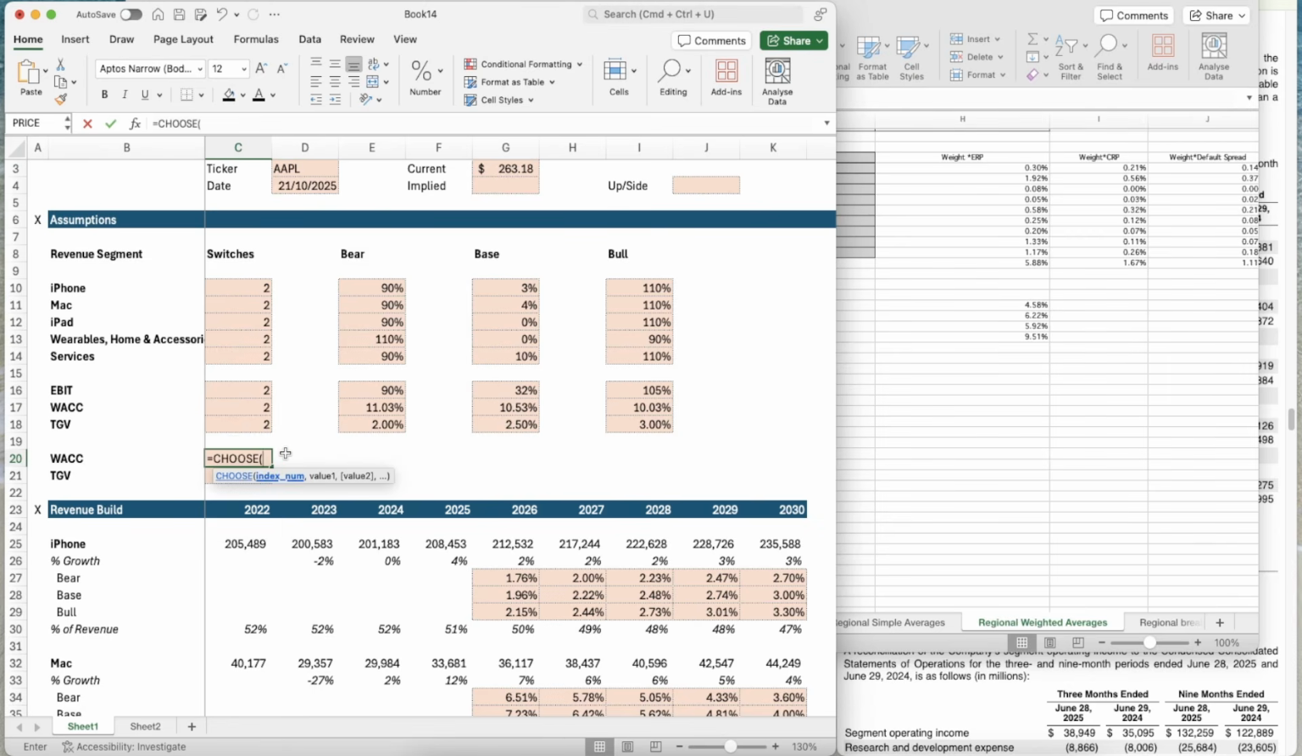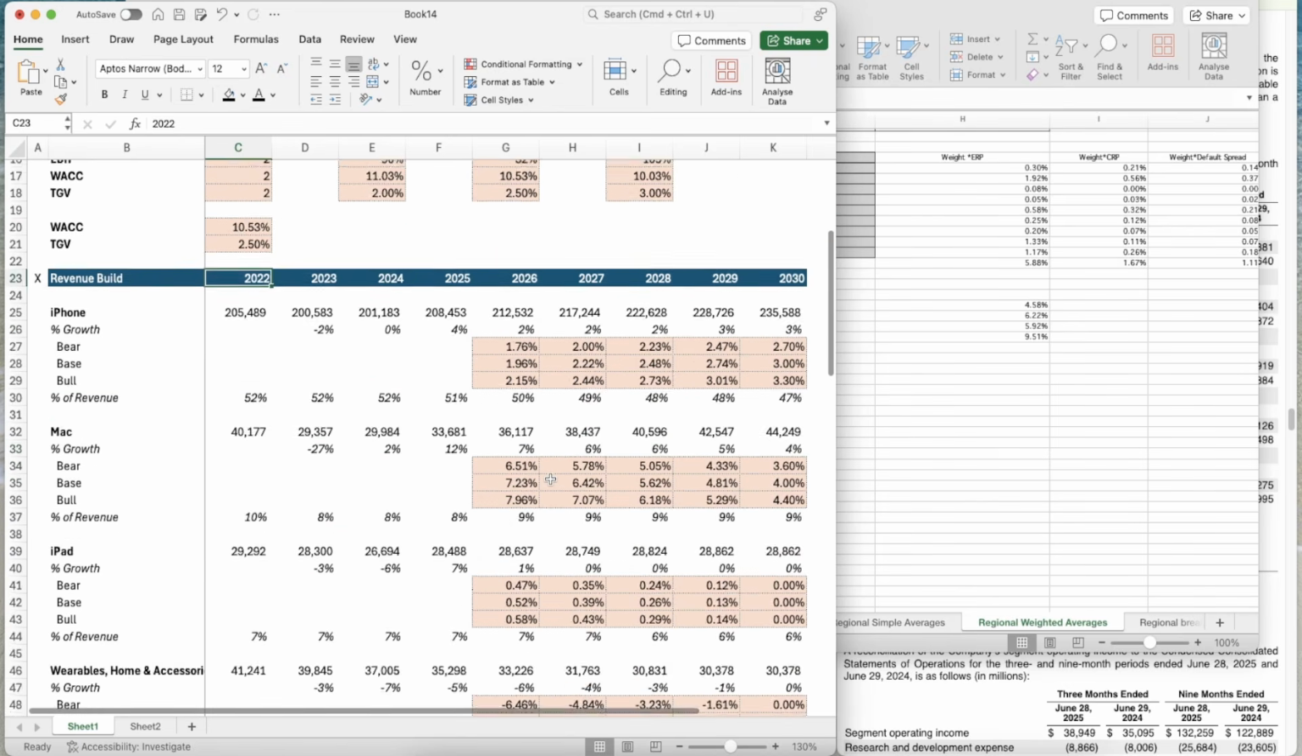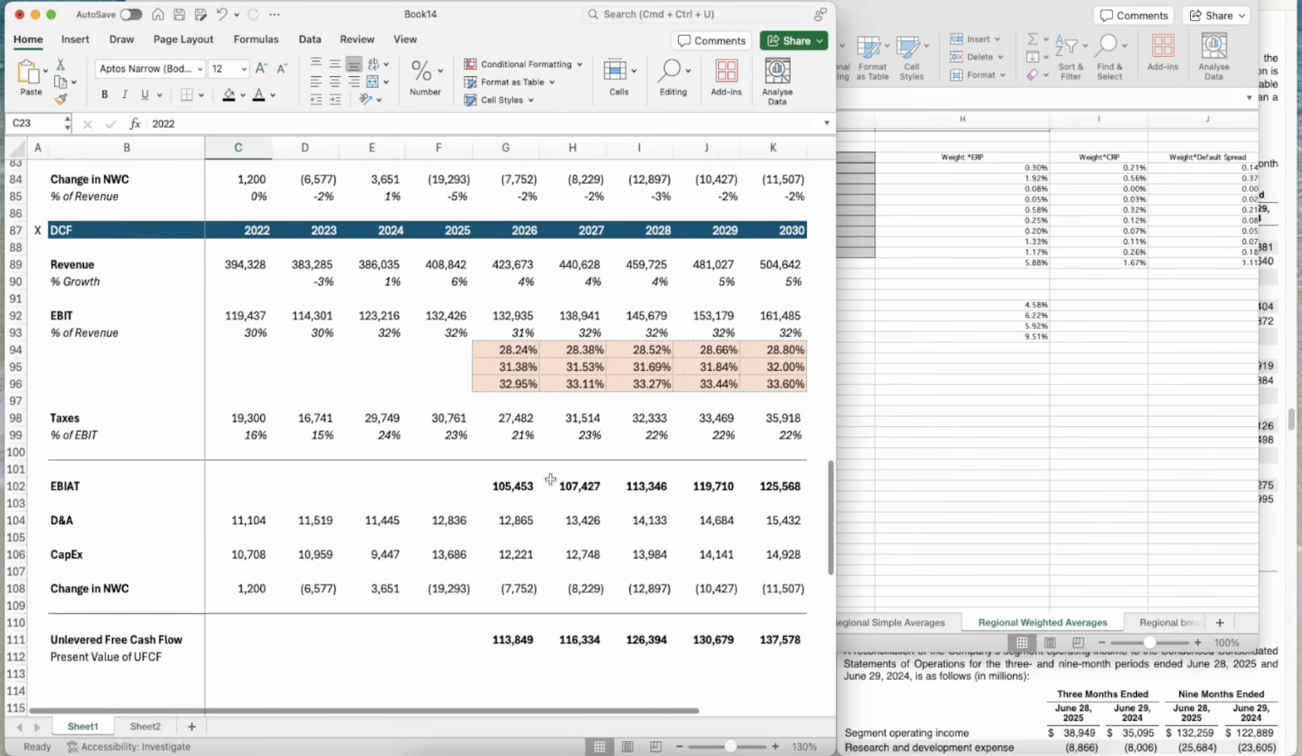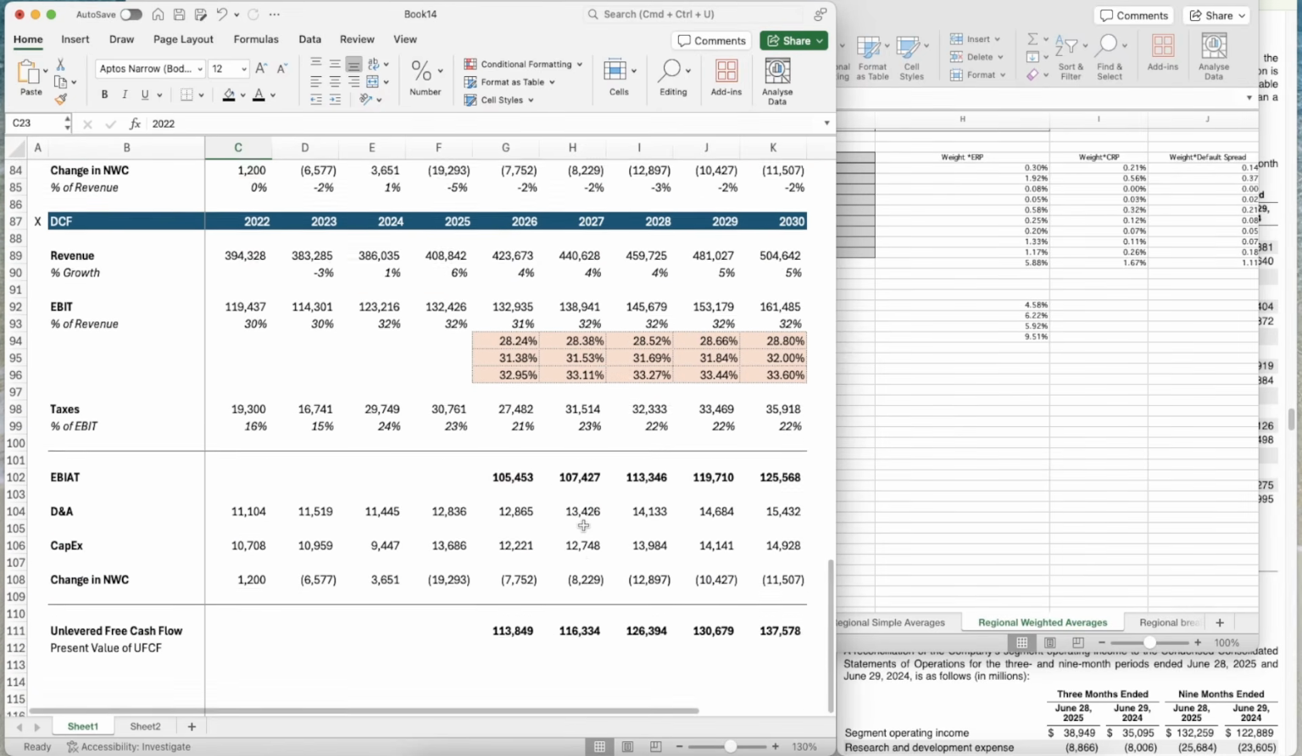So we want to simulate now the switches for the different WACCs, but instead of using offset, we're going to use the choose function and just select all of these, but make sure they're in the right order. Yeah, that looks good. Just format it the same way. Copy paste, let it come down. And great, we've built out our WACC.